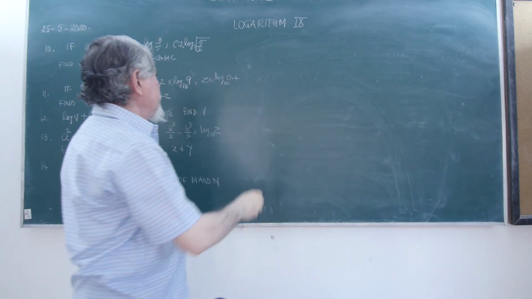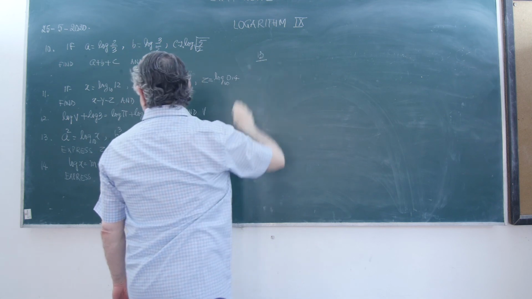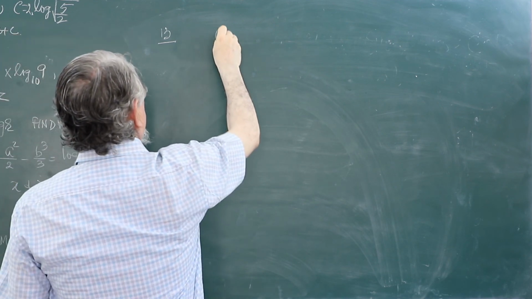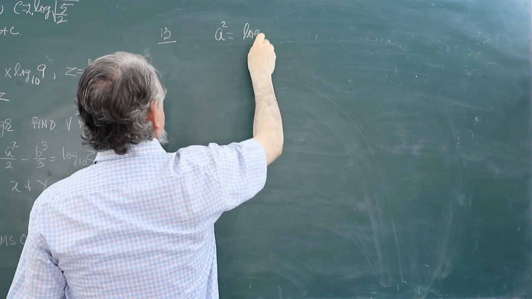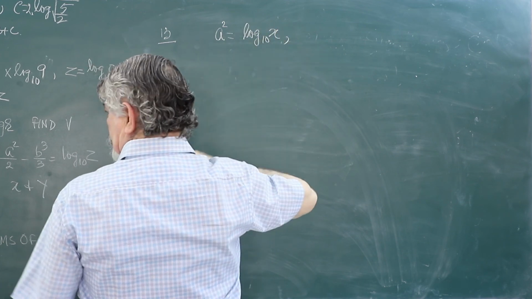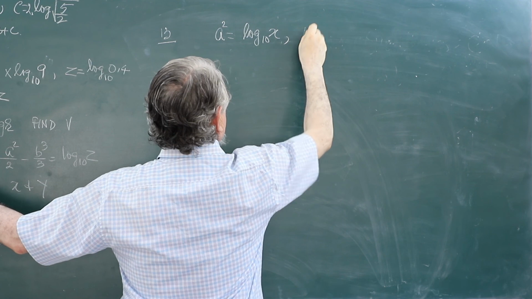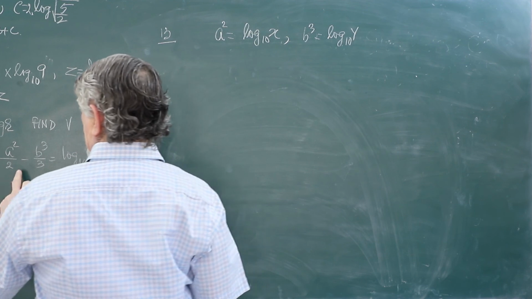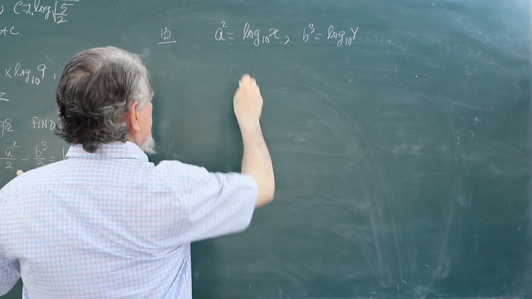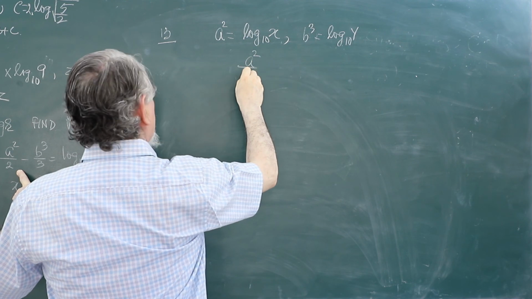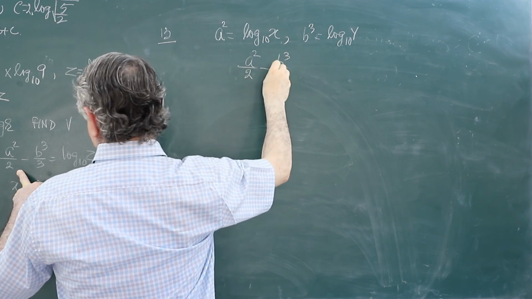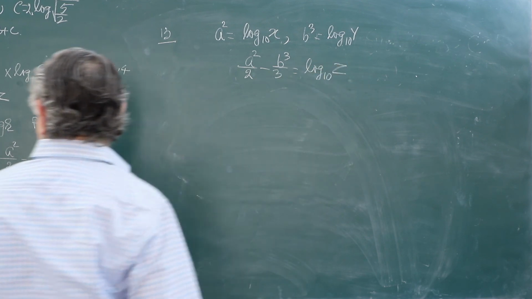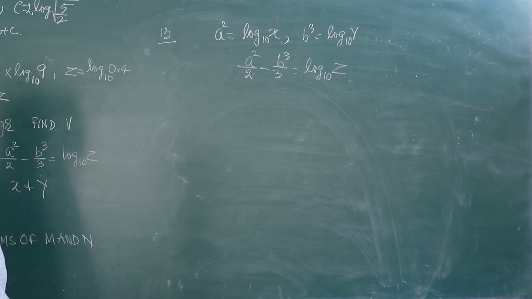Let's see question number 13, in which he has given you the value of a square as log x. A square is equal to log x to the base 10. He says b cube is equal to log y to the base 10. And he says a square minus a square upon 2 minus b cube upon 3 is equal to log z to the base 10. And he wants to express z in terms of x and y.